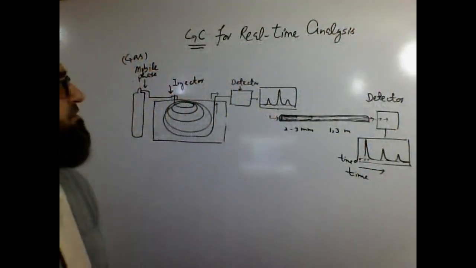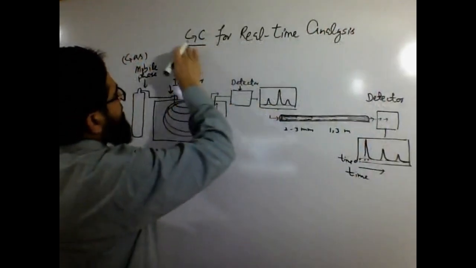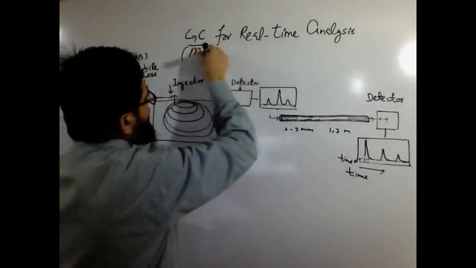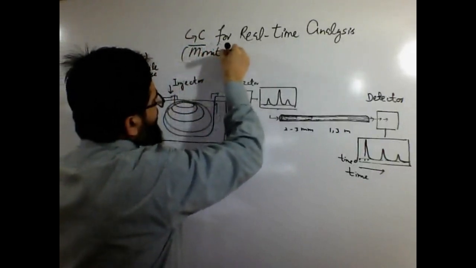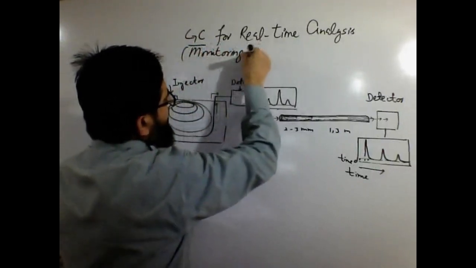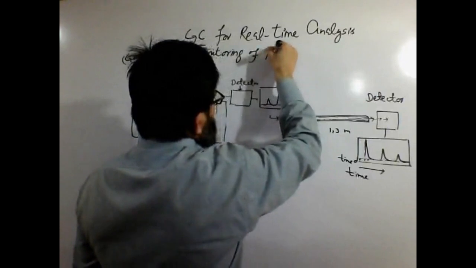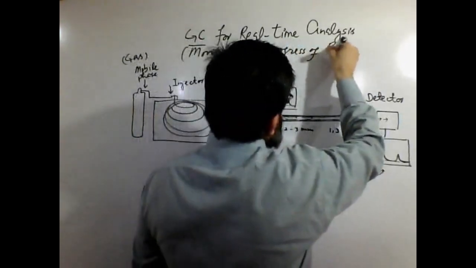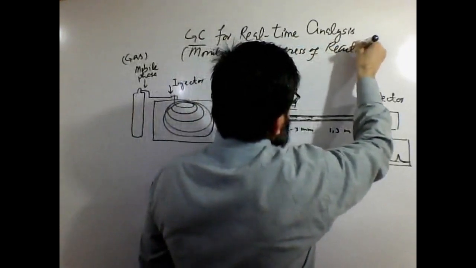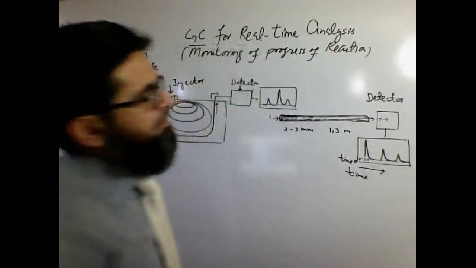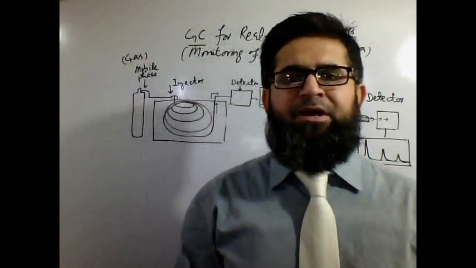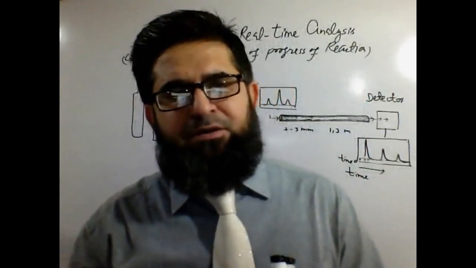Real-time analysis means you can use GC for monitoring the progress of a reaction. A reaction's progress could be monitored by analyzing the samples on GC.